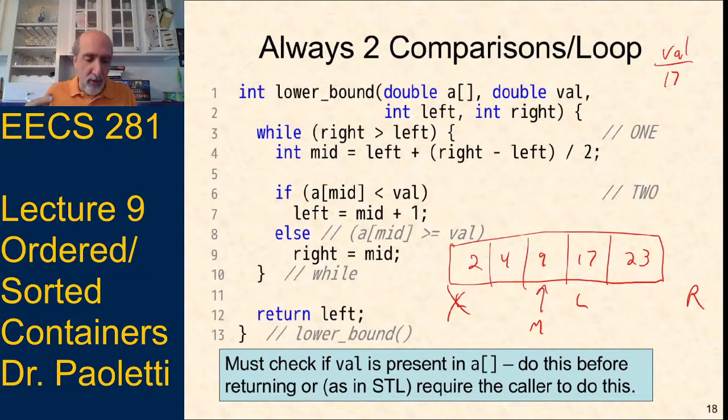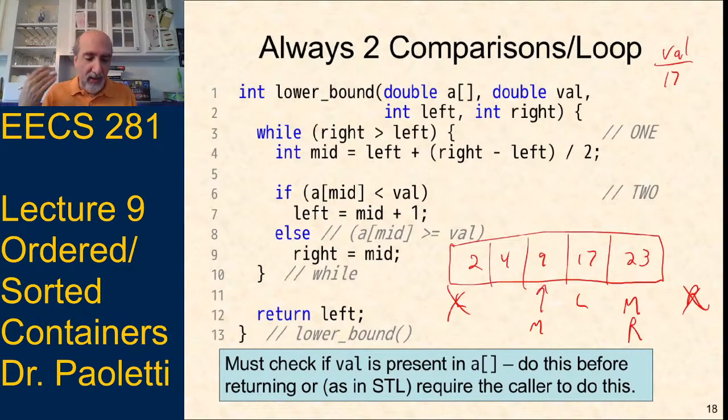Okay, so then we come back through the loop. While right's greater than left, it is. Figure out the middle: right minus left would be 2. 2 divided by 2 is 1. Left plus 1 is here, so middle would be right there. So that would be the midpoint. And we'd say, is A sub mid less than value? No. So therefore we set right equal to mid. So we move right over to here. So that's right.